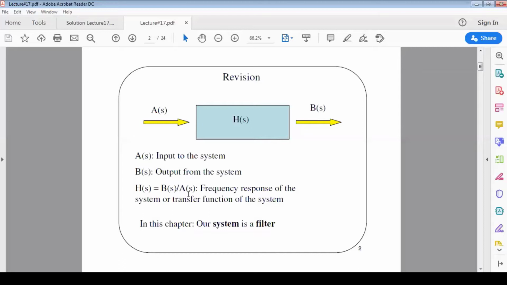Okay, this is how you can calculate the transfer function or the frequency response of the system, by simply finding the ratio between the output and the input. Okay, so in this chapter, the systems that we are going to concentrate on are filters, yeah?